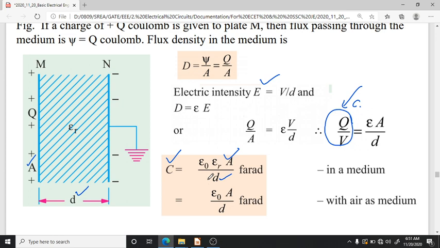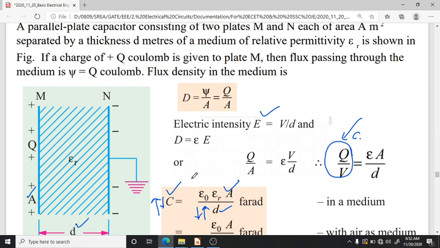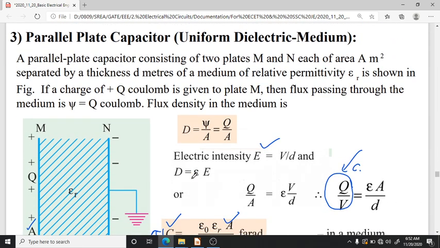What is the impact on capacitance when the distance is varying? If the distance is increasing, capacitance will reduce. If the distance is decreasing, capacitance will increase. Coming to area, area is directly proportional to C, so if the area is increasing, capacitance will increase, otherwise it decreases. So this is the capacitance equation for parallel plate capacitors.